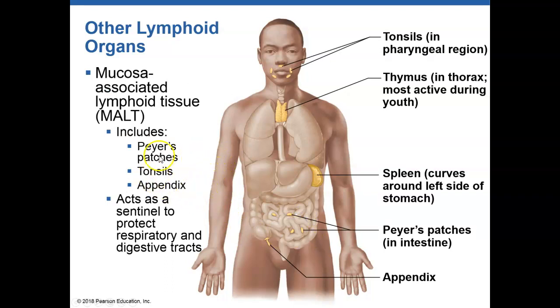Mucosa-associated lymphatic tissue includes your Peyer's patches, which we talked about, your tonsils, and your appendix. These basically act as sentinels. They are located not just in the intestines, but throughout the body, anywhere that pathogens could get in. So in the lungs, digestive tract, and even in our respiratory tract.